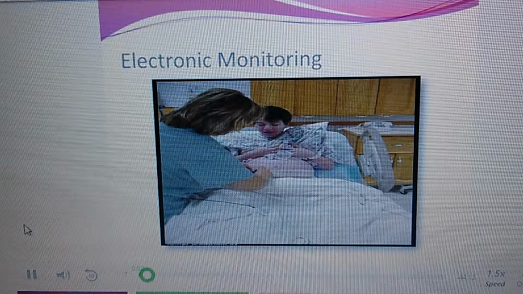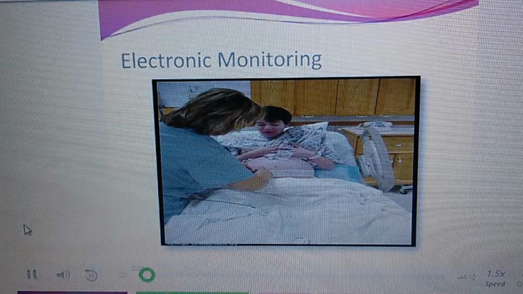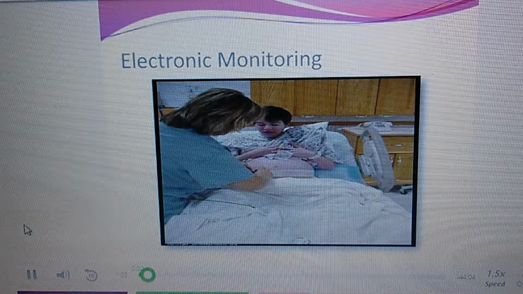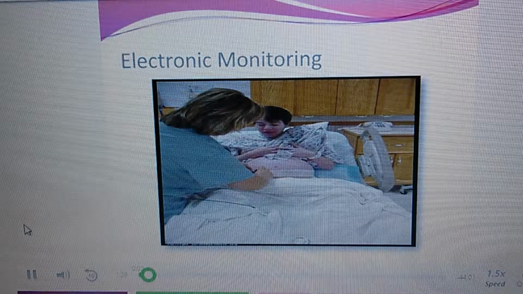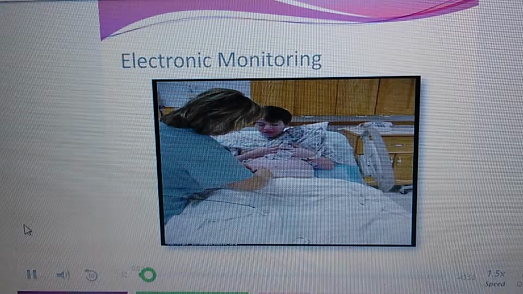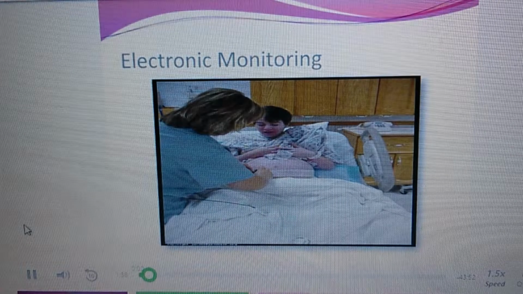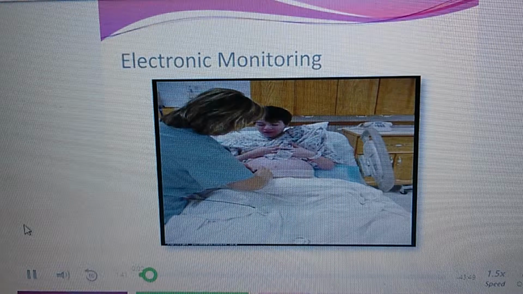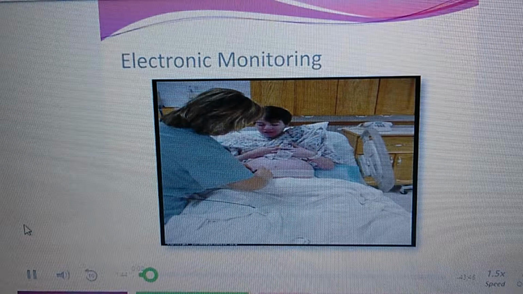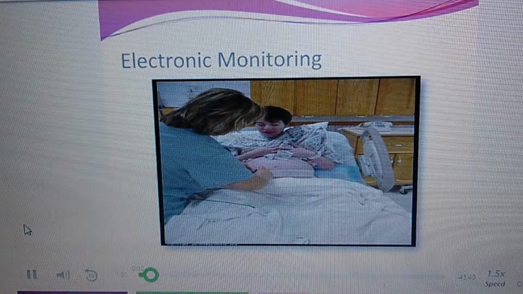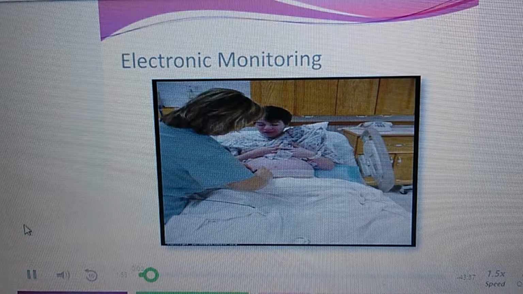And if the baby is in a breech presentation, then the ultrasound will typically go in the upper portion of the abdomen, depending on the location of baby. Then you have the TOCO, which is used to monitor contractions. Just a reminder, the external TOCO does not measure the intensity of a contraction. It simply measures the frequency and lets you know when a contraction is occurring.